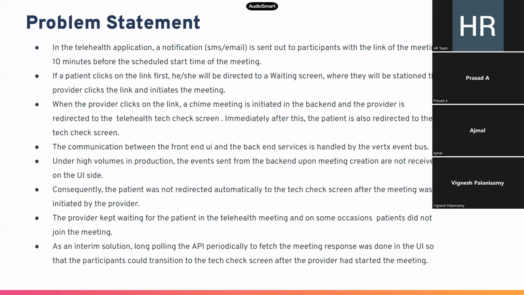When a provider joins and the meeting is created, we call the Chime API to create a meeting. We fetch a number of details that Chime provides in the response, and we update those in the table. Immediately after we update the meeting details in our table, we send out these events through the event bus.